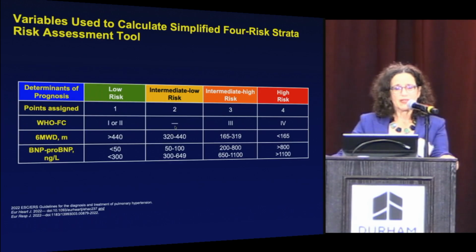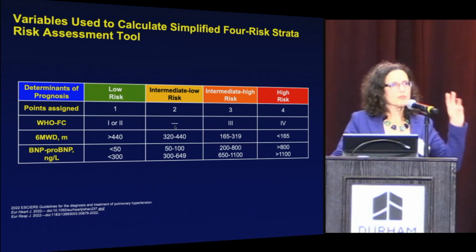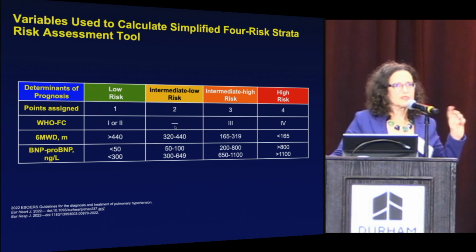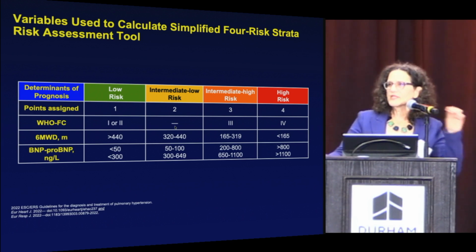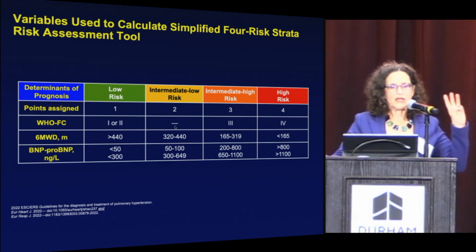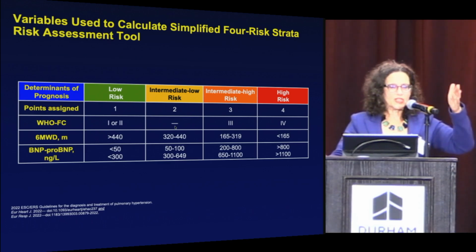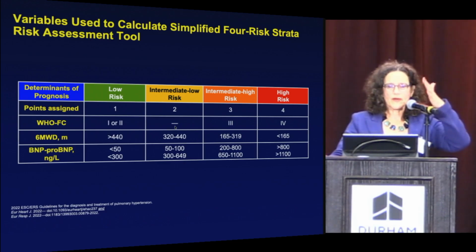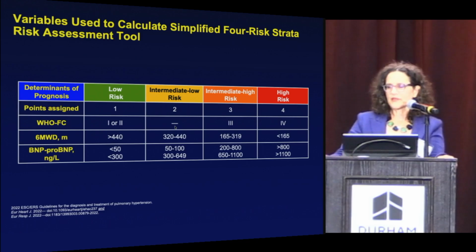And so now we have 4 categories, and there is actually a huge difference between that intermediate low and intermediate high. So this was proposed first from the Compera paper, and it was validated in the French population. So it looks at just 3 non-invasive variables, again, that we get every time we see a patient in clinic: functional class, six-minute walk, and biomarker. And it assigns the cutoff variables that you see there. You give points for wherever the patient falls and then divide by 3.